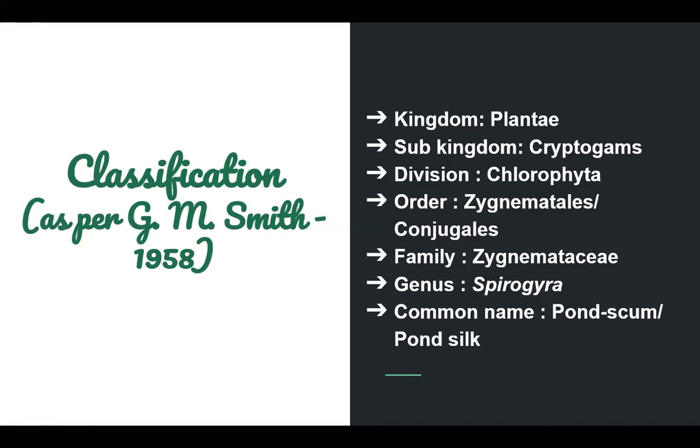Classification: kingdom Plantae, subkingdom Cryptogams, division Chlorophyta, order Zygnematales or Conjugales, family Zygnemataceae, genus Spirogyra, and common names are Mons, Kummer, Pons.